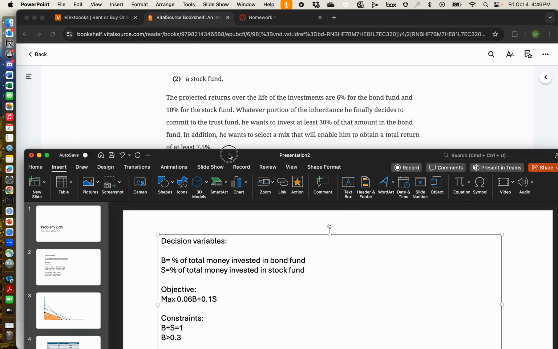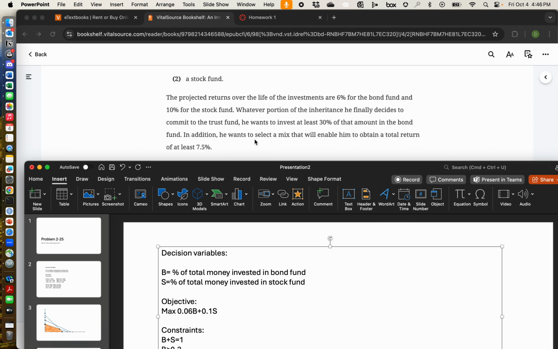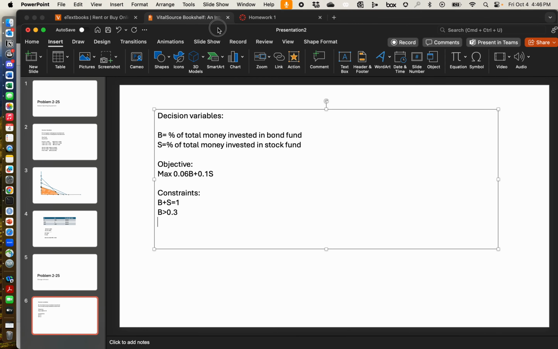And finally, it says he wants to select a mix that will enable him a total return of at least 7.5%. So the total return will be 0.06 times B plus 0.1 times S. This is the total return that you can expect. This should be greater than or equal to 0.075, right? And again, there are no restrictions here. This can be any percentage, so keep that in mind.